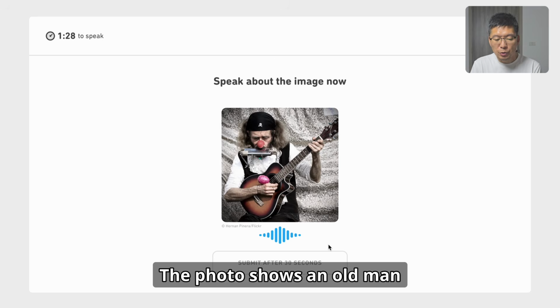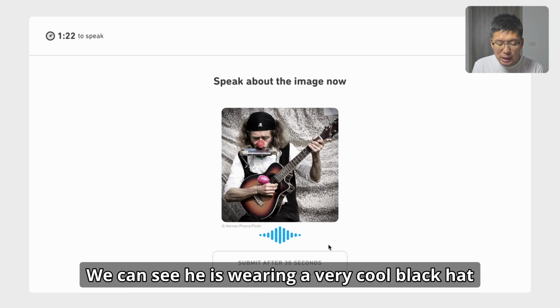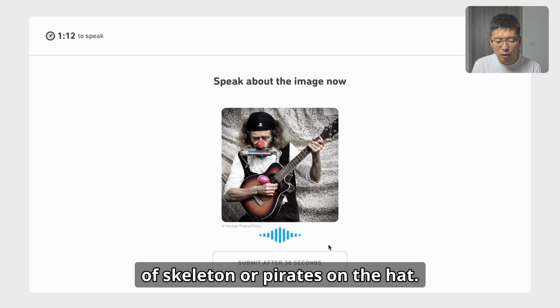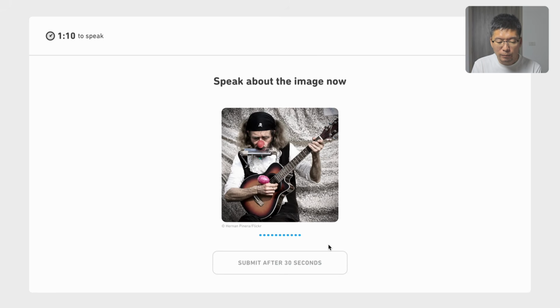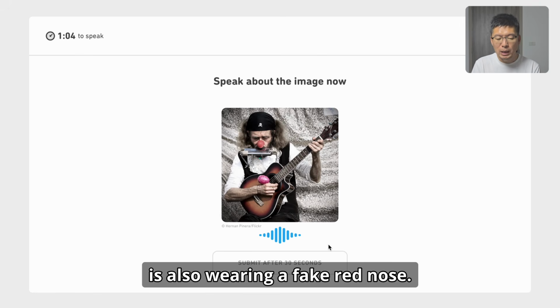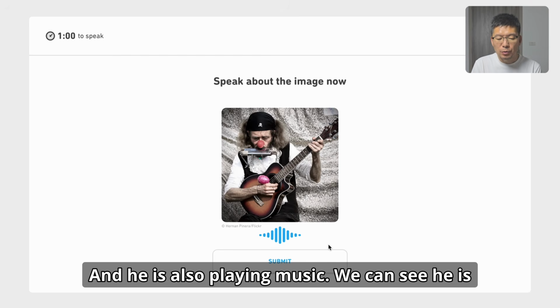The photo shows an old man who is playing the guitar. We can see he is wearing a very cool black hat with maybe a skeleton or the sign of a skeleton or pirate on the hat. And he has long brown hair, and he is also wearing a fake red nose. And he is also playing music.